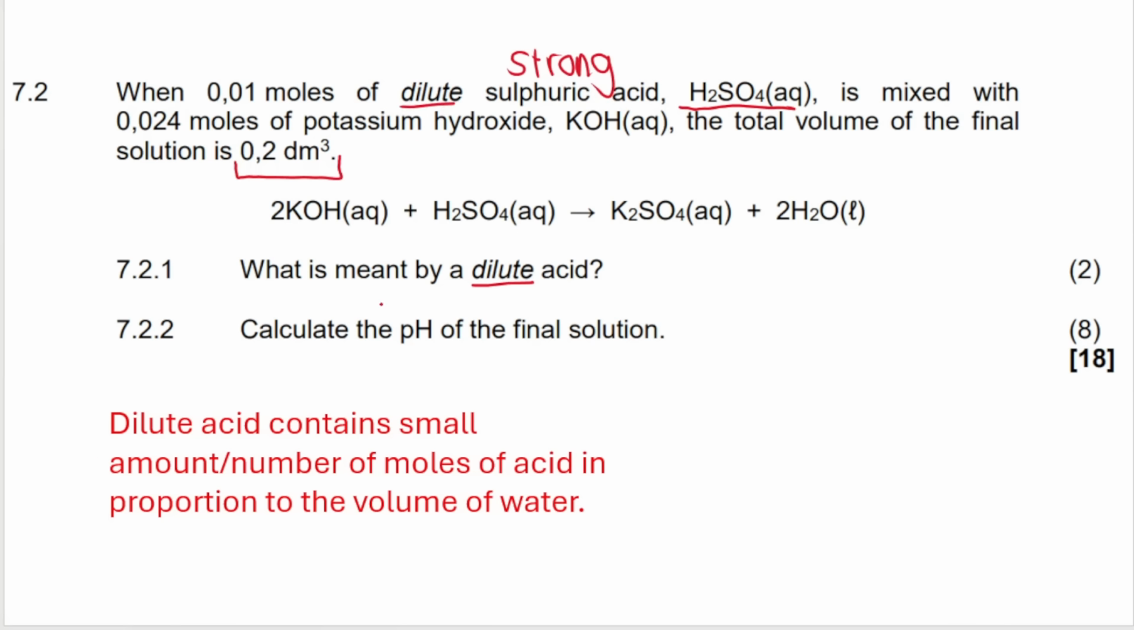So dilute just means it contains a small amount of moles of acid in proportion to the volume of water. If you think about how you work out concentration, dilute has to do with concentration. It means that the volume of your water is very big, so your V is very big, and your n is very small. That's essentially what it means.